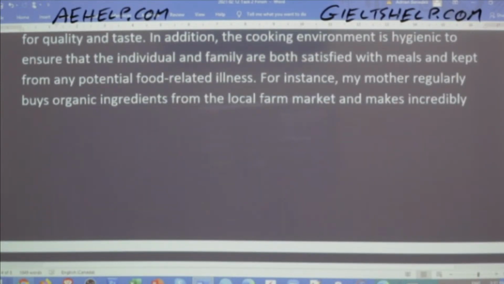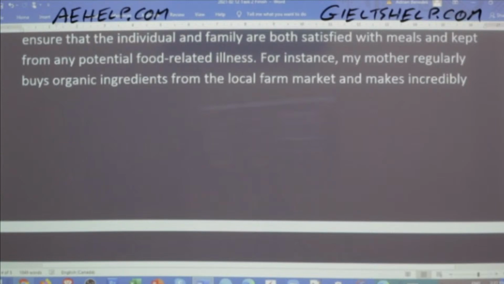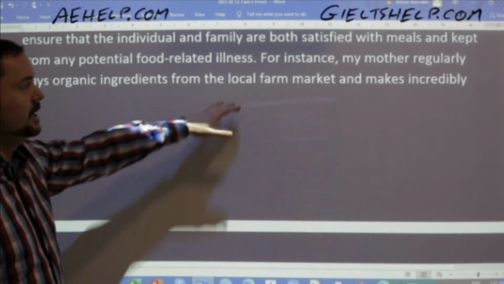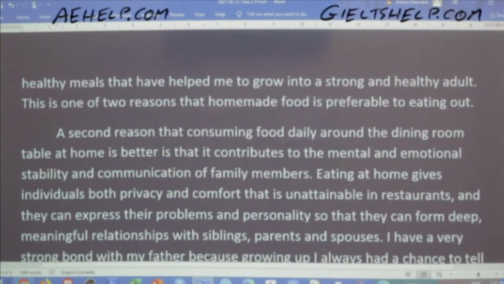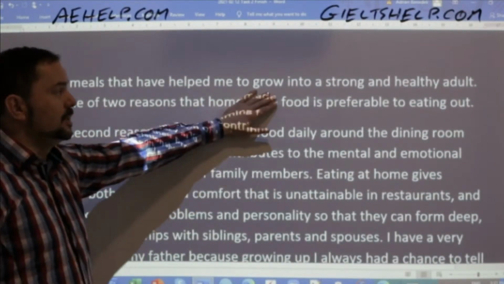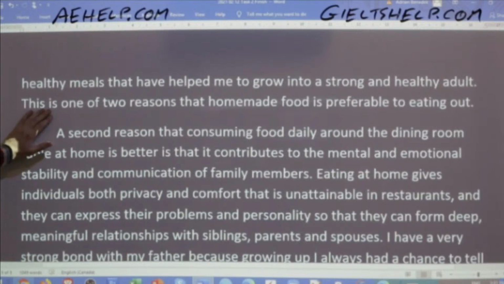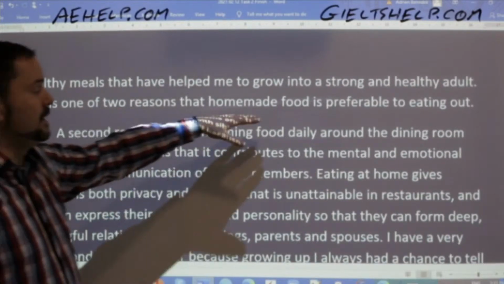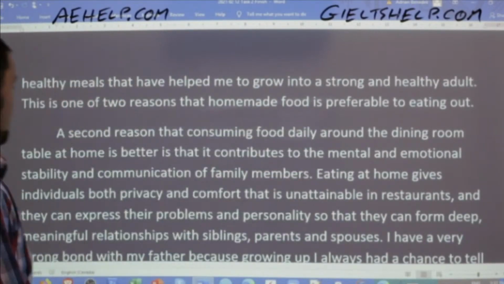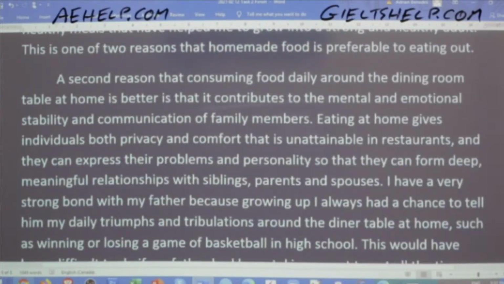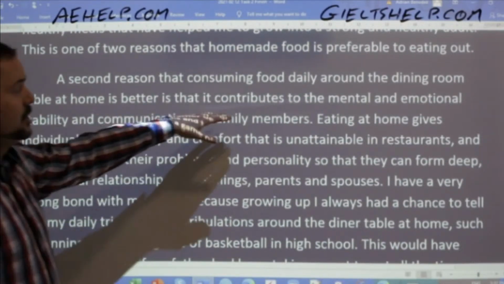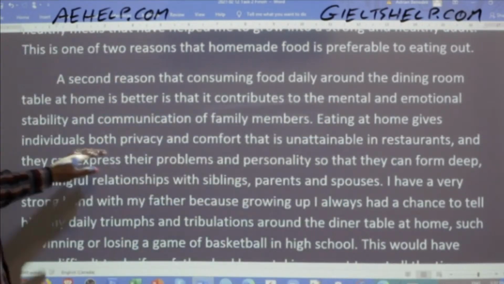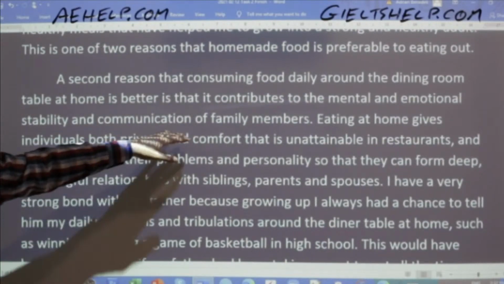For instance, my mother regularly buys organic ingredients from the local farm market and makes incredibly healthy meals that have helped me grow into a strong and healthy adult. This is one of two reasons that homemade food is preferable to eating out. A second reason that consuming food daily around the dining room table at home is better is that it contributes to the mental and emotional stability and communication of family members.